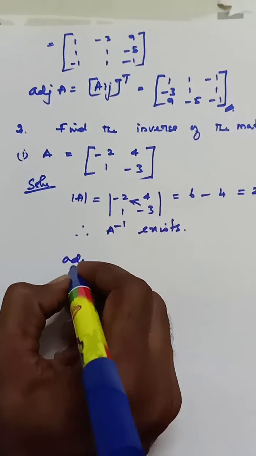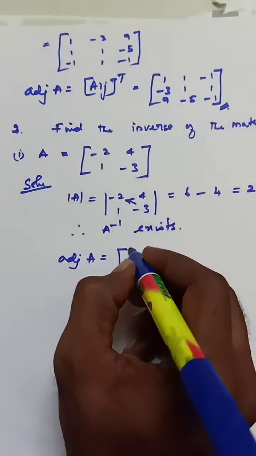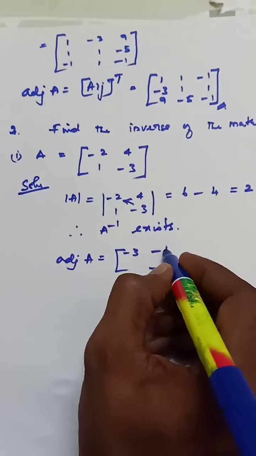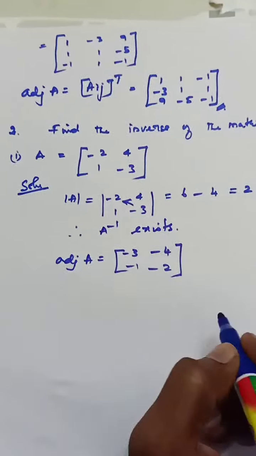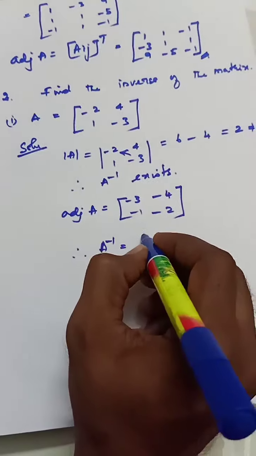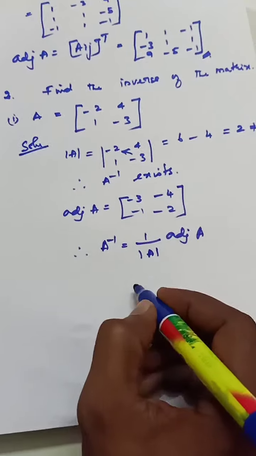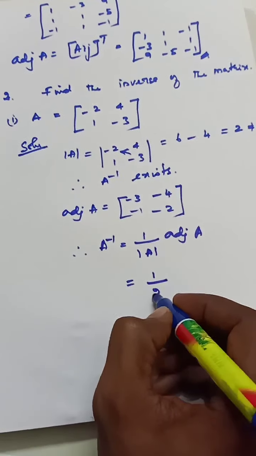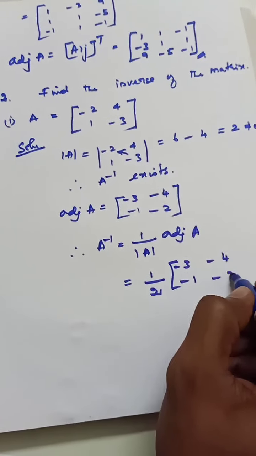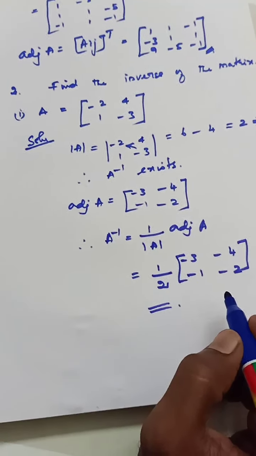Next we need the adjoint of A. So the adjoint of A is nothing but interchanging the diagonal elements, -3 and -2, and changing the sign of these two numbers, -4 and -1. So we got the adjoint of A. Therefore, A inverse is nothing but 1 by determinant of A into adjoint of A. Your formula is 1/2 into the adjoint [-3 -4; -1 -2]. That's it. This is your inverse of a 2 by 2 matrix.